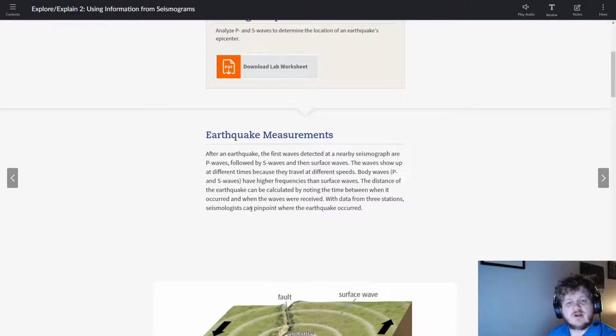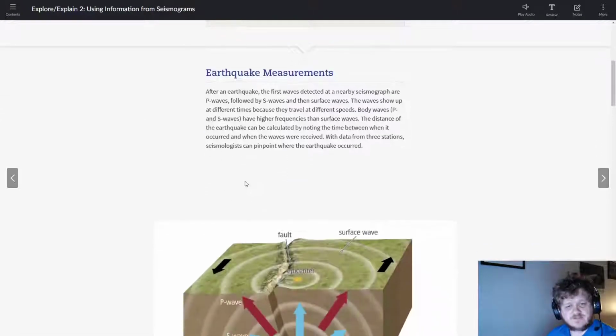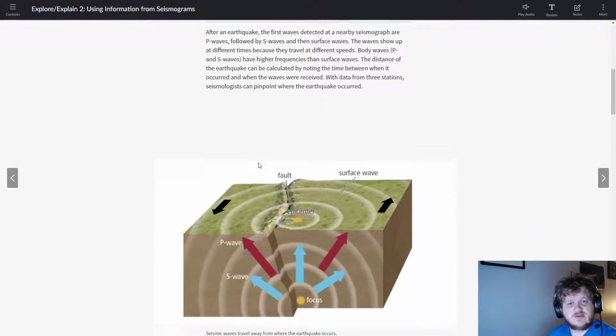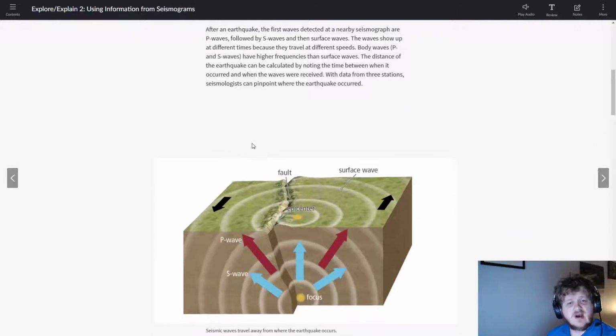But today, what we're going to do is read through Explore, Explain 2 and talk about some of the information here. Now, with earthquakes, there are two real points to go from. You have the epicenter, which is the idea that if you were to flatten out the Earth, it's where the earthquake took place on a map. And then there is the other point, the focus, which is where the earthquake actually originated from.